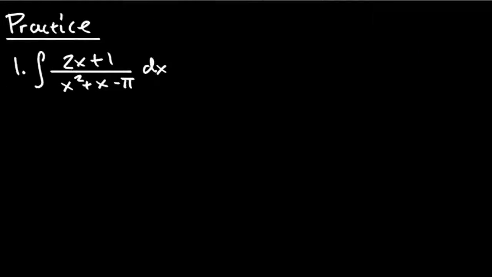Okay, let's look at this. What do we have? We have something that looks kind of disgusting at first, but notice that x squared plus x minus pi will be differentiated to get this, because you got 2x plus 1 plus 0. Alright, so let's just let u equal that and see what happens.